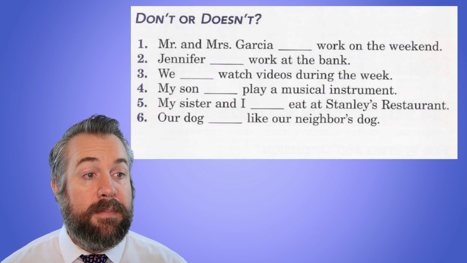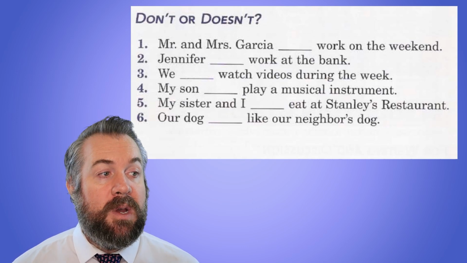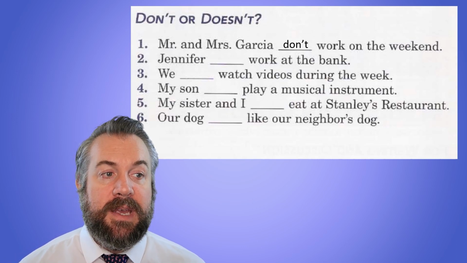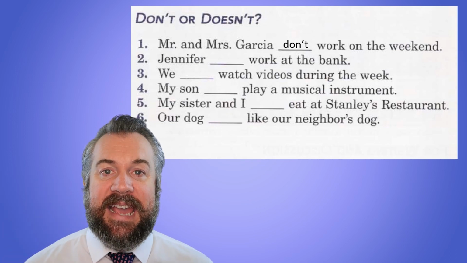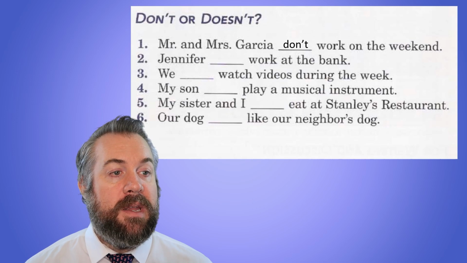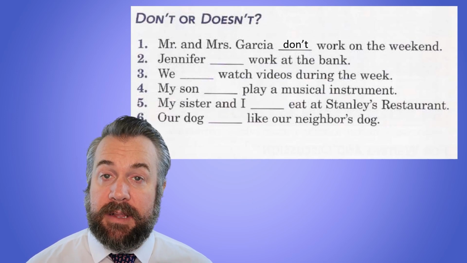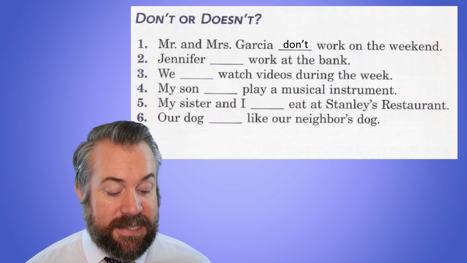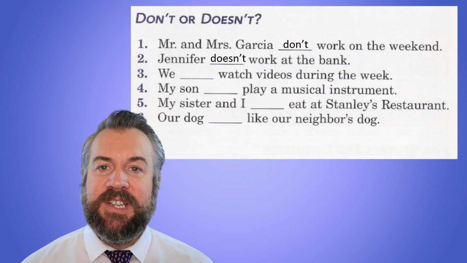Okay then, the answers. Number 1. Mr. and Mrs. Garcia don't work on the weekend. Mr. and Mrs., 2 people, so they don't. Number 2, Jennifer. Jennifer is a female. She doesn't work at the bank. Jennifer doesn't work. She goes to school.